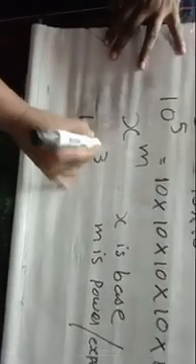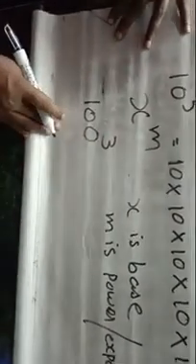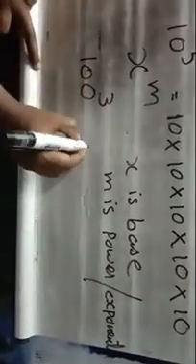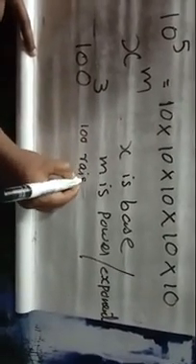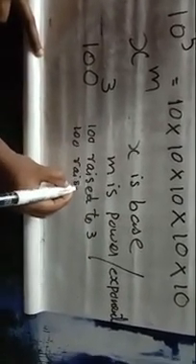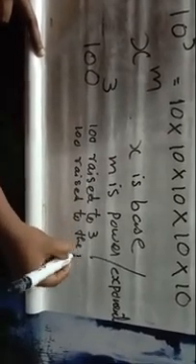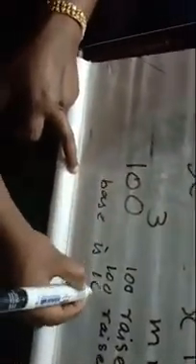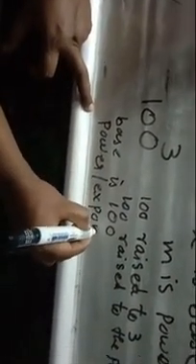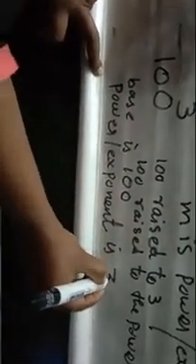Then how to read this one? 100 raised to 3 or 100 cube. 100 raised to 3, or 100 raised to the power 3. Here what is the base? The base is 100 and the power or exponent is 3. Clear?